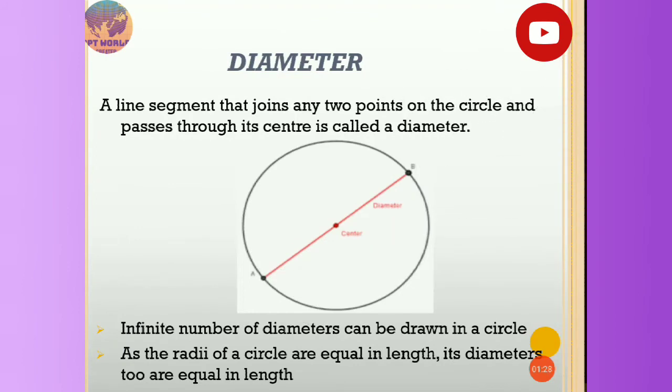Diameter. A line segment that joins any two points on the circle and passes through its center is called a diameter. An infinite number of diameters can be drawn in a circle. As the radii of a circle are equal in length, its diameters too are equal in length.